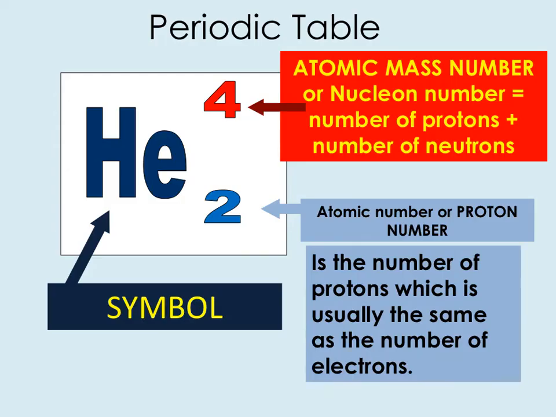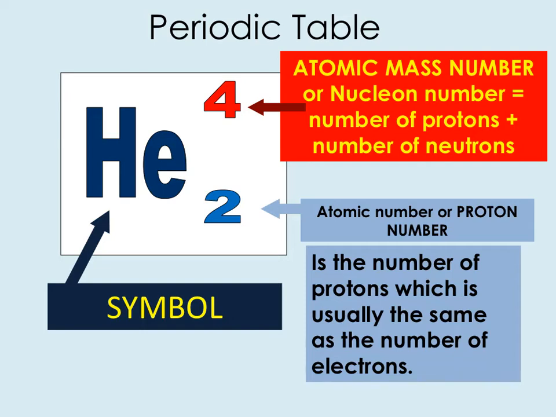When we look at the periodic table, we can get lots of information from it. The first thing to understand is the atomic mass number, or nucleon number as we like to call it in physics. And you can see that we find this at the top here. And the nucleon number is the number of protons plus the number of neutrons. We've then got the atomic number or the proton number, and that is the number of protons. Now for an atom, that's usually the same as the number of electrons. The only cases where you'd have a different number of electrons to the number of protons would be if you had an ion. And just a reminder that an ion is an atom that has gained or lost electrons.